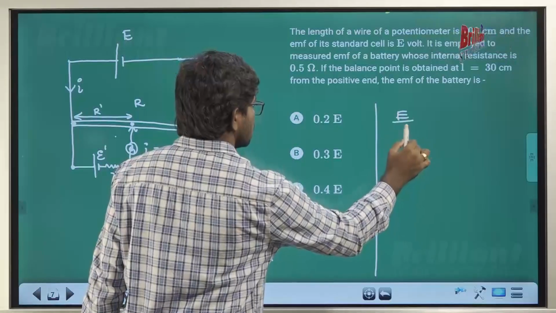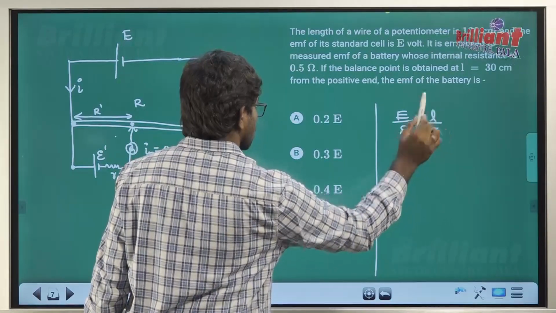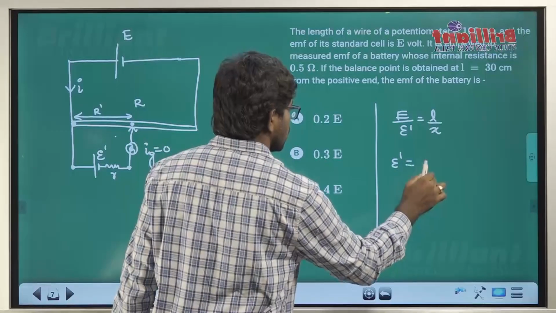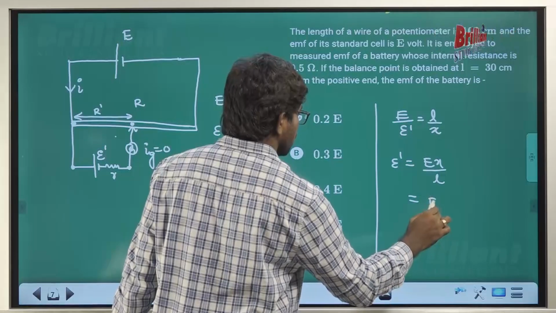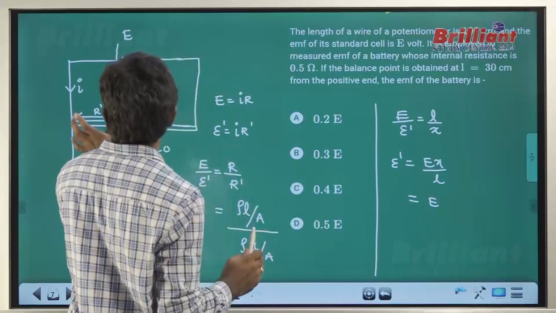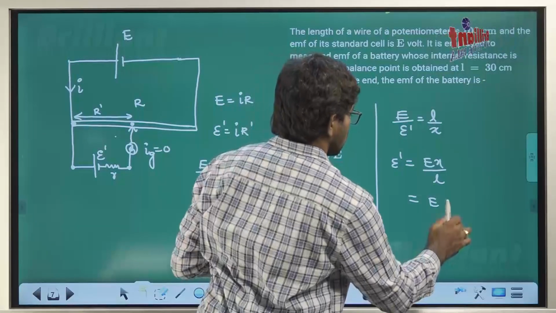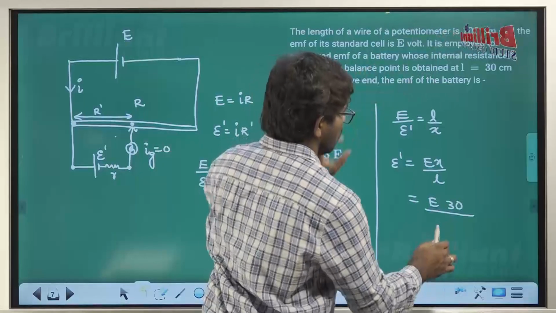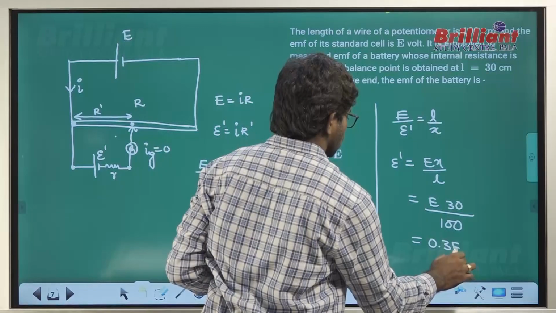E by E dash equals L by X. Then E dash equals EX by L. E into, how much is this length here? This length, 30 centimeter, is given here. How much is the total length here? 100 centimeter. So what is this? 0.3. That's it.